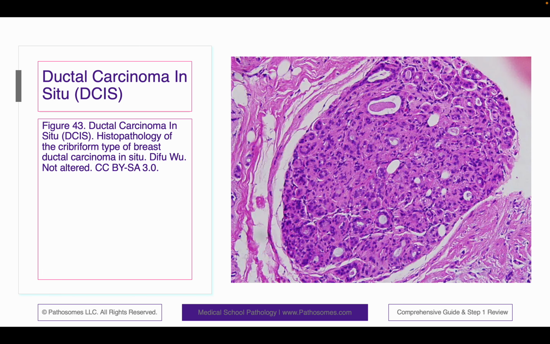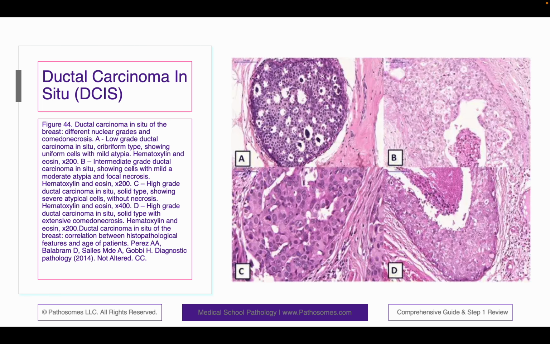Ductal carcinoma in situ, again, we have this histopathology. In this particular case, the cribriform type of breast ductal carcinoma in situ. And here we have various representations of ductal carcinoma, some with necrosis, like in D, right? In the center there, that necrotic tissue is necrosis.